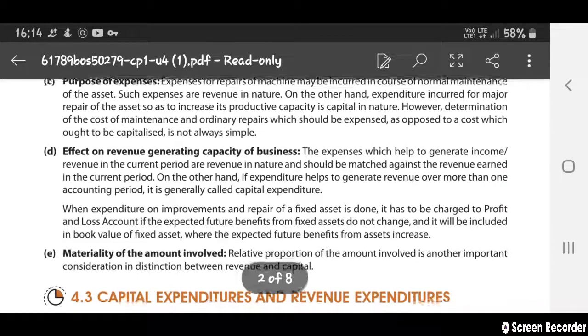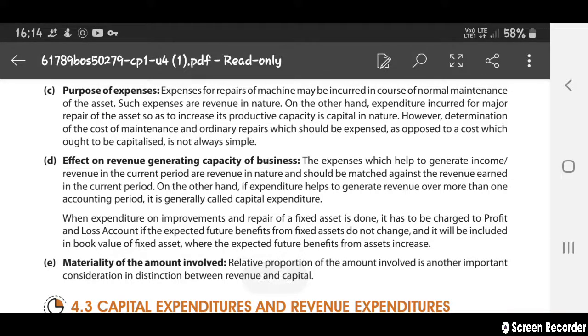Next is the purpose of expenses. Expenses for repair of a machine may be incurred in the course of normal maintenance of the asset. Such expenses are revenue in nature.